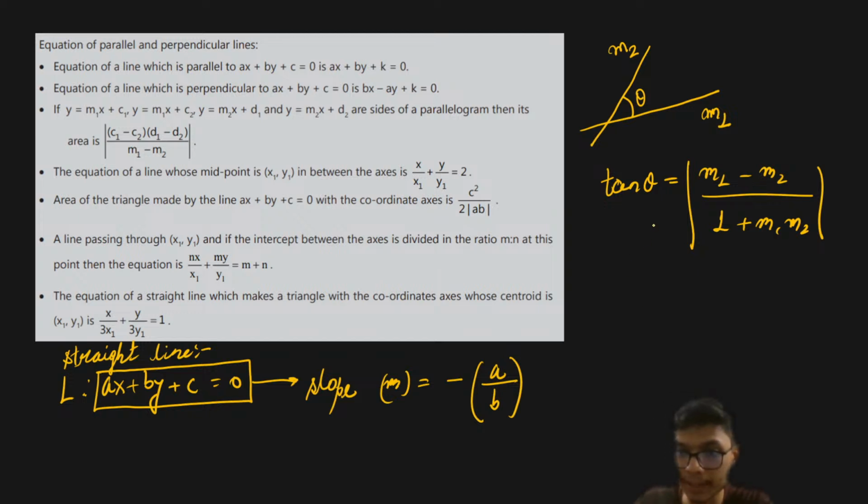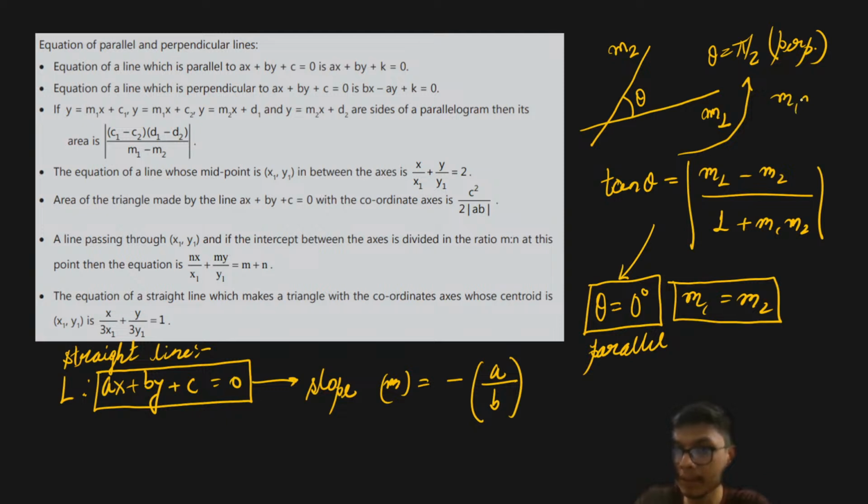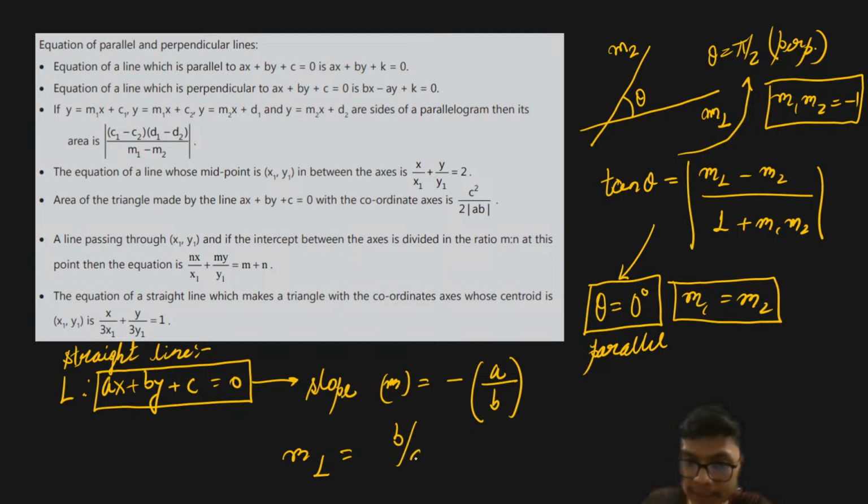Now there are two special cases. If the angle theta is 0 degrees, that is, both the straight lines are parallel, then the condition is m1 equal to m2. That is very simple and you know it, right? If theta is pi by 2, or perpendicular, then the condition is m1 m2 is equal to minus 1, right? So if I have a straight line whose slope is minus a by b, then the slope of the perpendicular line is going to be b by a, right?